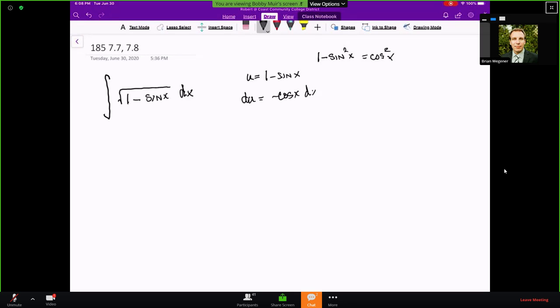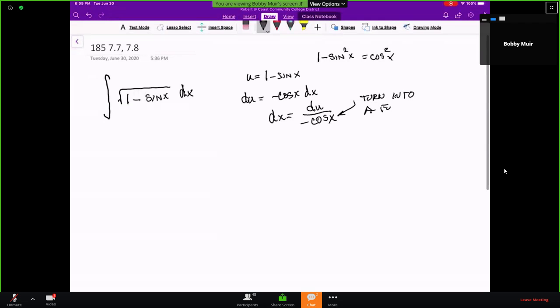Okay. And then we had u to the 1/2 dx was essentially what we had for the integral at that point. And then we used the power rule. Okay. But you see here, dx is du divided by negative cosine of x. So if you're going to do this, you have to turn this into a function of u. Oh, okay.